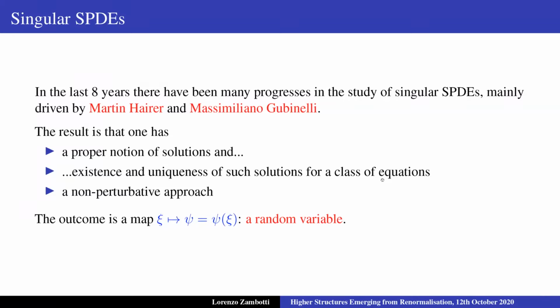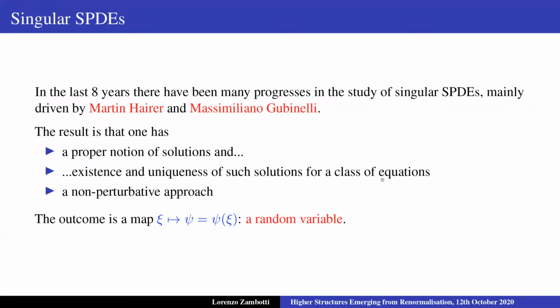And so this is maybe one of the interesting points. It is a non-perturbative approach. And the outcome is a map which, to a realization of the noise, assigns a solution psi, which depends on the noise. So in this sense, this is a random variable with values in distributions.